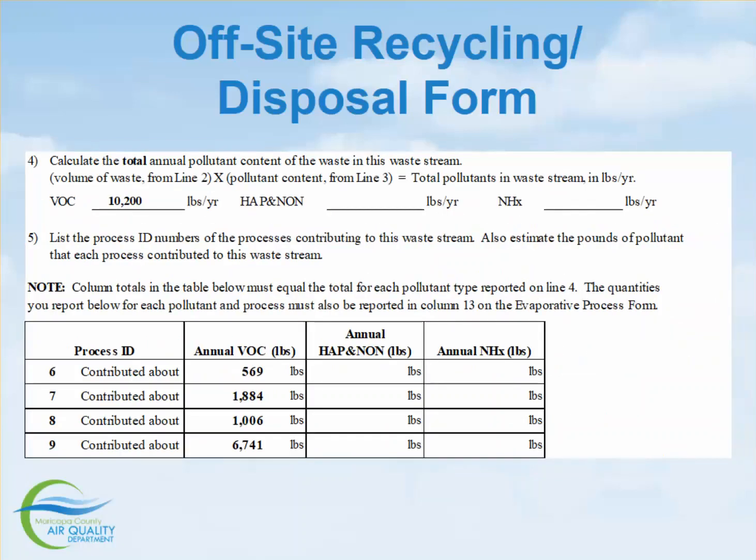Calculate the annual pollutant content of the waste stream by multiplying the volume of waste from line 2 by the pollutant content in line 3 and enter the result. List the ID numbers contributing to this waste stream. Also estimate the pounds of pollutant that each process contributed to this waste stream.